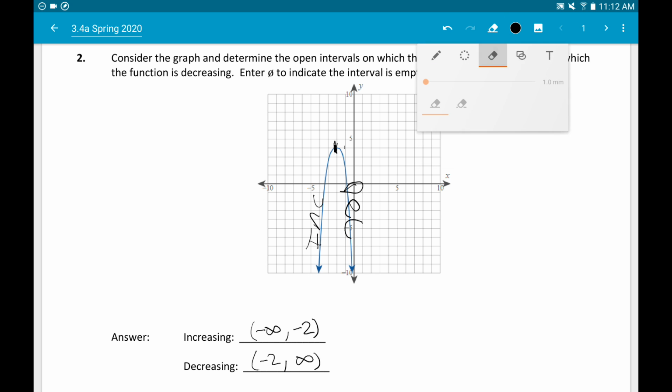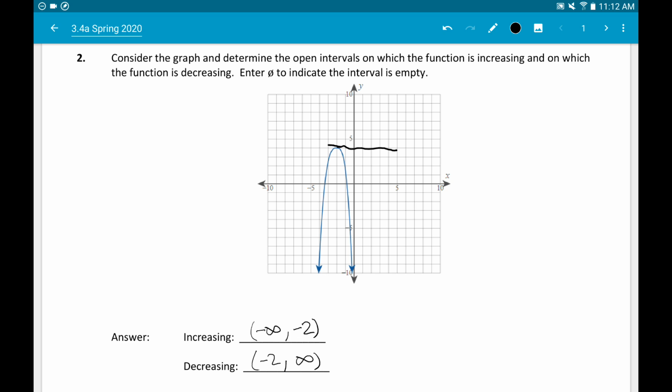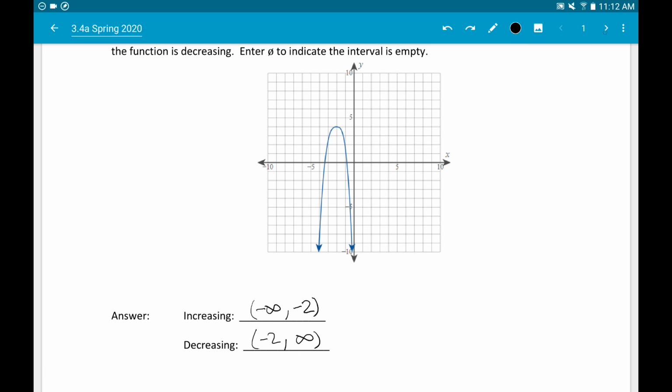Notice at negative 2 itself, the graph sort of levels out. So what we would have there would be what's called a horizontal tangent. If I drew the tangent line right there, trying to draw that straight, I'd have basically a horizontal line there, horizontal tangent at that point. So the slope is literally 0 at that high point of the graph there. Okay, let's go to another one.